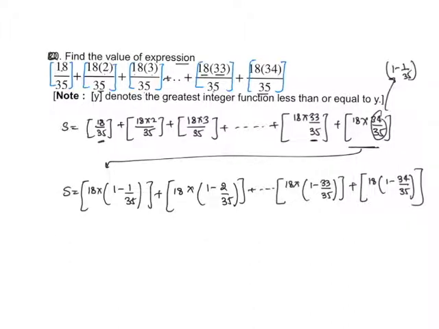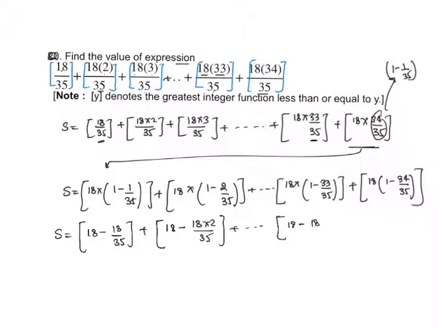Now S equals, we can write as, 18 minus 18 by 35 plus, similarly, 18 minus 18 into 2 divided by 35 plus dot dot dot plus 18 minus 18 into 33 divided by 35 plus 18 minus 18 into 34 divided by 35, bracket close.